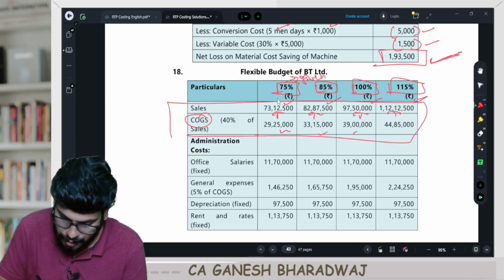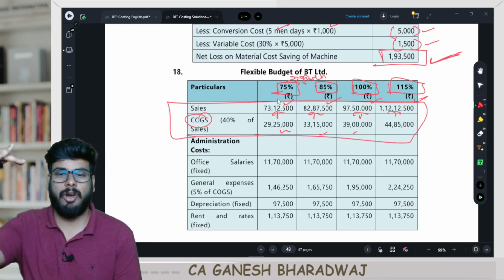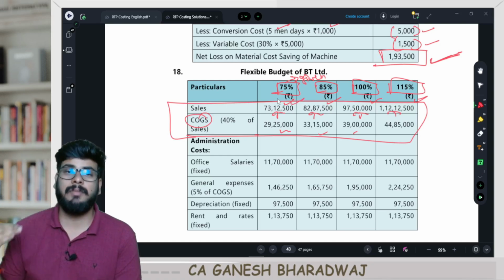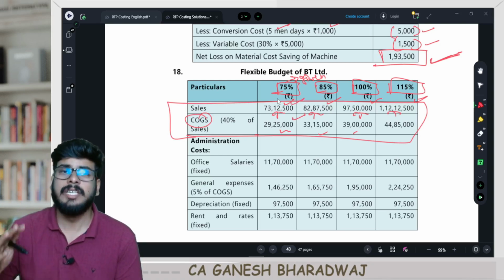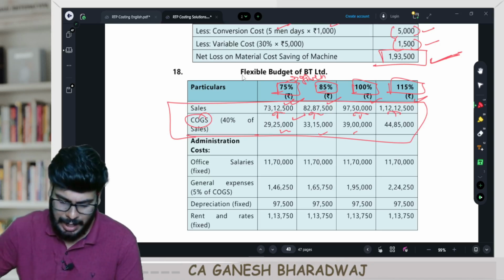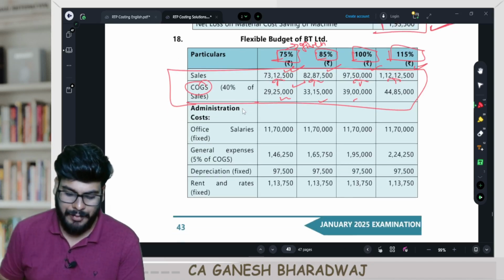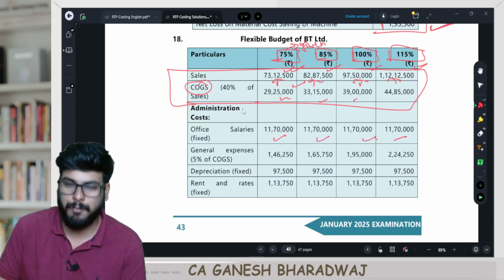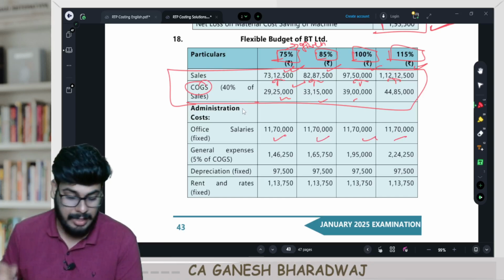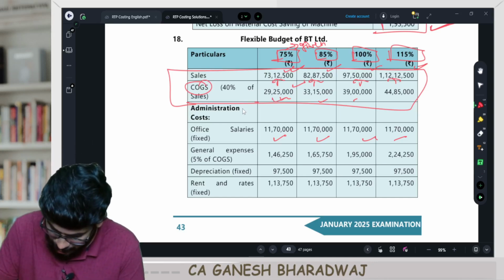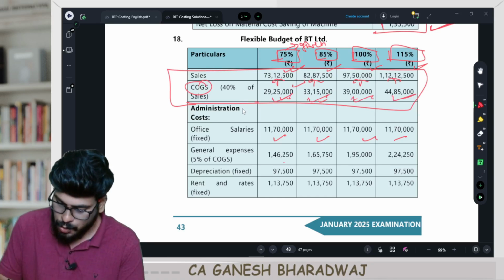Now these two figures you have it with you. Why? Because some line items of admin and selling cost are a percentage on sales, some line items are as a percentage on COGS, some line items are fixed, that is directly given. As simple as that. Now admin cost, the first one, office salaries, it's fixed at 11,70,000. So irrespective of your output level, it's going to be 11.7 lakhs. Now general expense is going to be 5% on COGS. So 5% on the respective COGS you apply, you will get these figures.